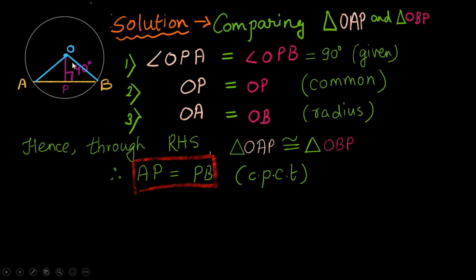And hence what we can conclude? That if the line from the center to the chord is 90 degrees or perpendicular, then it will always bisect the chord. Okay, it will divide the chord into two equal halves.